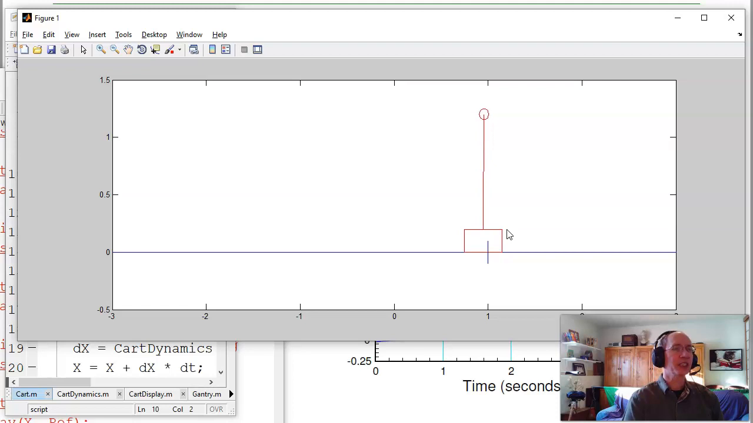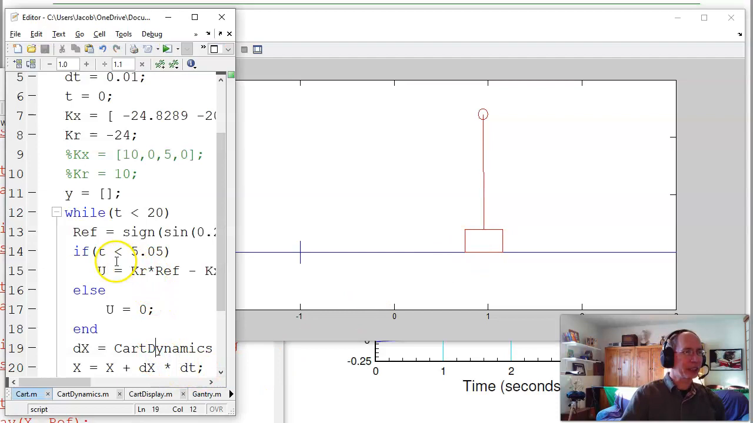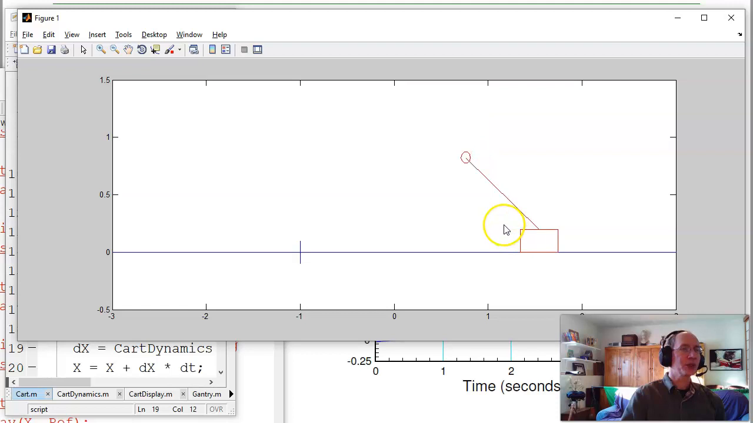And for this system, I've got a little if statement in here. At 5 seconds, right here, I just turned off the control law. Turn off the control law, it falls. With it turned on, I can make it balance. So later on, we'll look at, given these dynamics, how do you come up with stabilizing feedback control law?